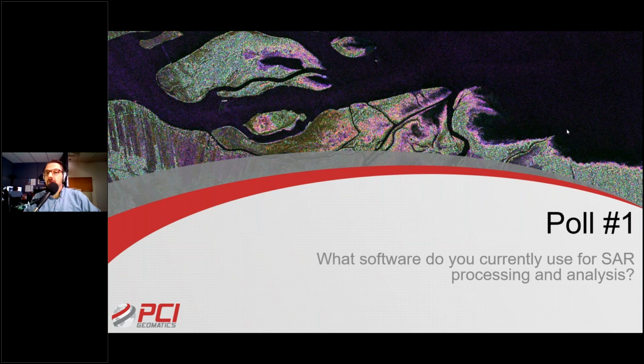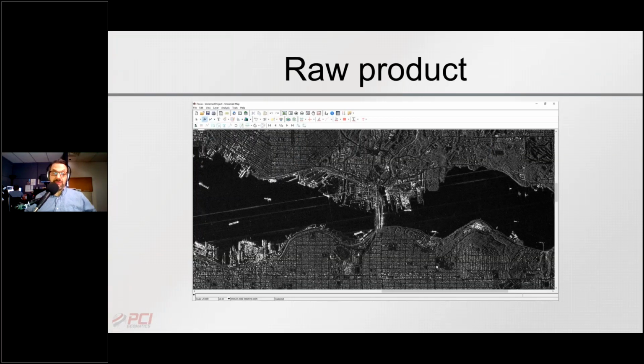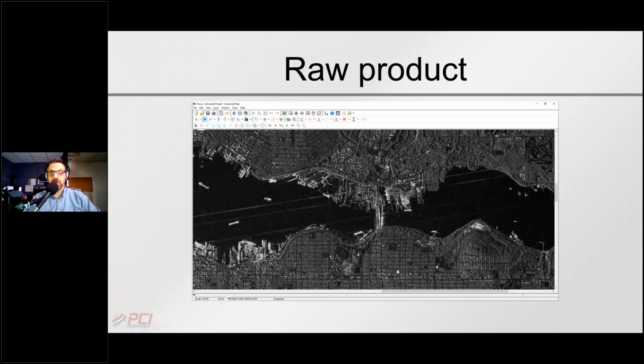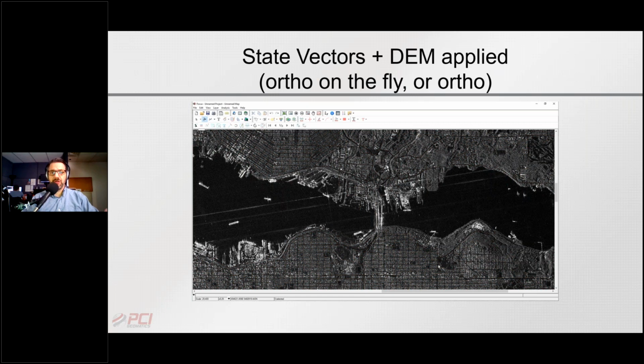So back to the webinar. Just going to quickly go through a few value-added products for compact polarimetry. I mentioned that we have the ability first and foremost to make orthos. Here I have just a RADARSAT-2 image over Vancouver, and you can see that when you look at the raw product and you overlay road vectors on top, there's a little bit of a misalignment. If I go back and forth, you can see the roads here are not straight, and so we have the ability with Geomatica, obviously, to project that image correctly.